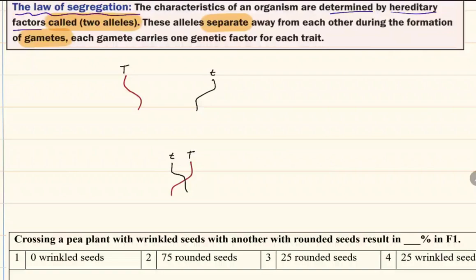So this is what Mendel meant. He said every characteristic is carried on two alleles, and they separate during the formation of gametes, and they rejoin during fertilization to give us new combinations, which will make the characteristics appear in the offspring.